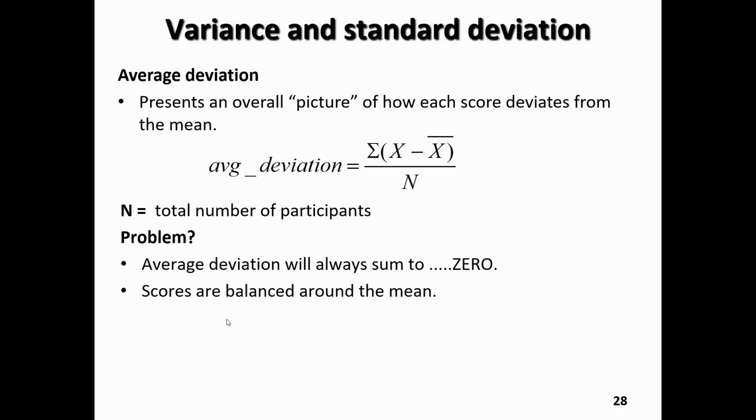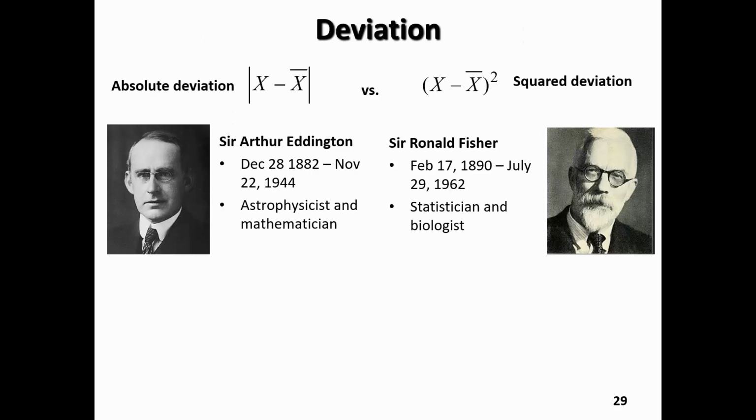Approximately half the scores will be positive, approximately half will be negative. And so the way in which this was dealt with, two scientists almost 100 years ago debated how to deal with what's called the zero-sum problem.